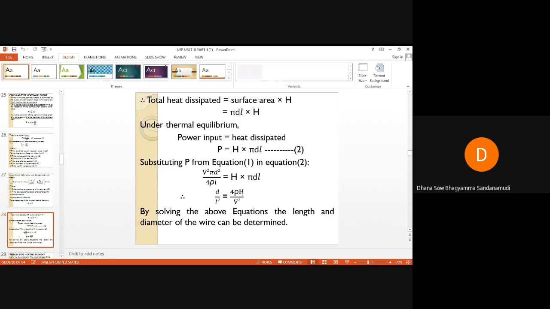Here H is the heat dissipated, total heat dissipated is pi d L into H, rho is the resistivity, and V is the supply voltage. So you can determine the diameter of the heating element as well as the length of the heating element if you know these terms. By solving the above equation, you can determine the diameter of the wire as well as the length of the wire.